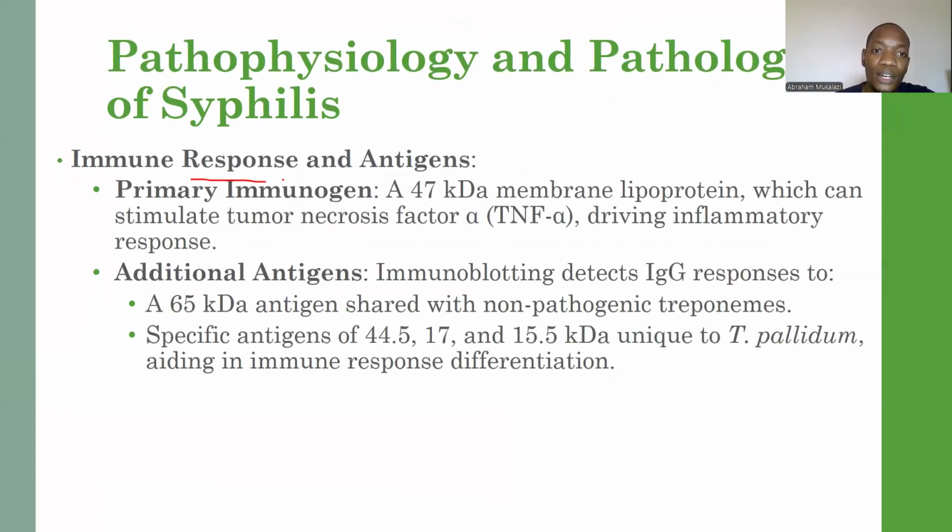And then when you look at the immune response, the primary immunogen for syphilis is the 47-kD membrane protein, which stimulates tumor necrosis factor alpha. This usually drives the immune response, but it also has additional antigens, which can be detected by the IgG immune response, and this helps you fight the bacteria. Among the other antigens, we have the 65-kD antigen, shared with the non-pathogenic treponemes, the commensal ones that are usually in the normal flora.